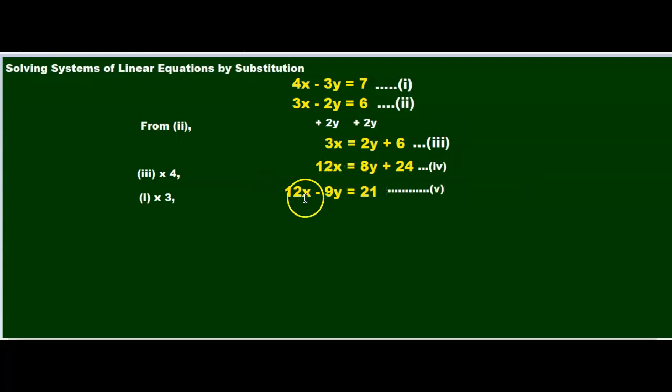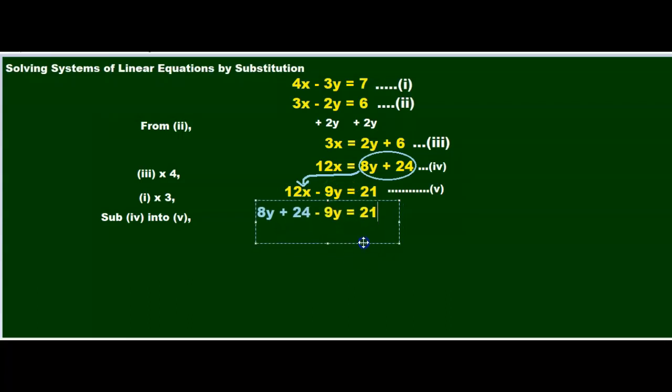Now you see that I have 12x and 12x in equations 4 and 5. So I can substitute my 12x equals 8y plus 24 into this here. I'm just going to show you that this section is now going to be plugged in. So substitute equation 4 into equation 5. And that gives me, now my 12x became 8y plus 24. And then we're left with our negative 9y from before. So negative 9y equals 21. I put that all in the same column so you can see what I did.